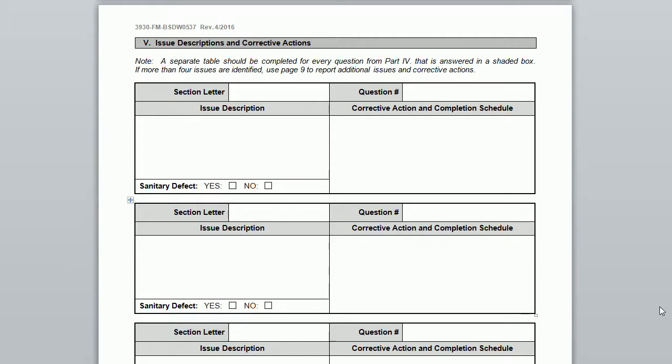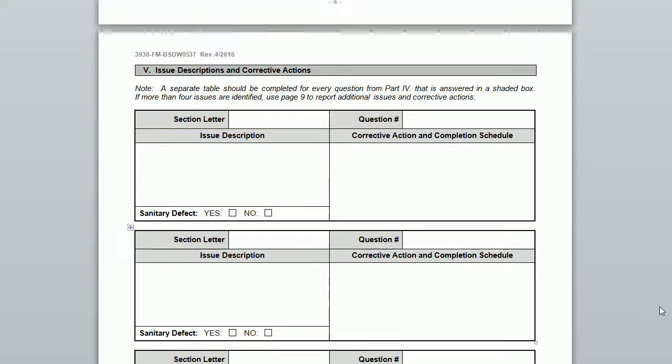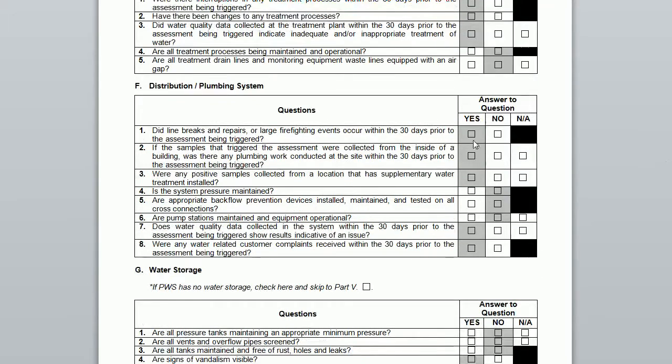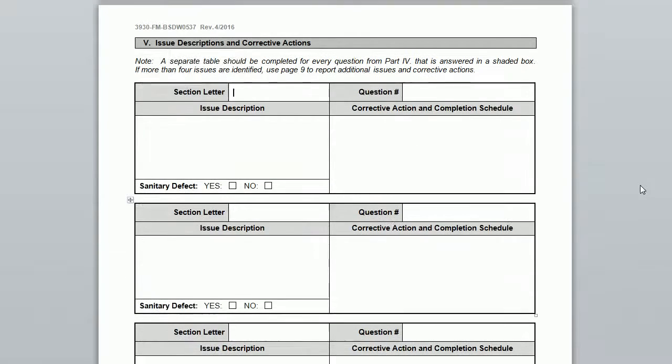You can see that it asks for a section and question number in the top line. This is referring to Part 4. For every question in Part 4 that is answered in a shaded box, it is considered an issue and must be transferred to Part 5 here and explained. Let's take a look at doing this.